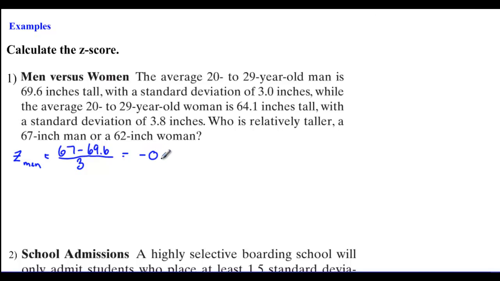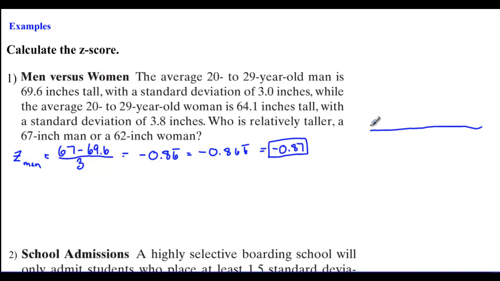So negative 0.86 repeating. We want to go out 2 decimal places, so I'm going to write this out 3 decimal places so we can round. So 866, and then that 6 is going to bump this one up. So our Z-score for the men is going to be a negative 0.87. So there's one of our important numbers.